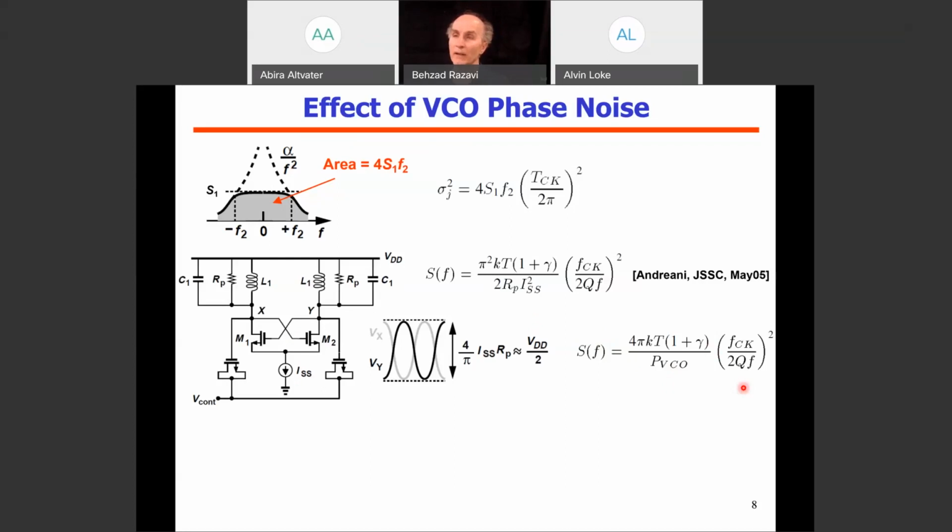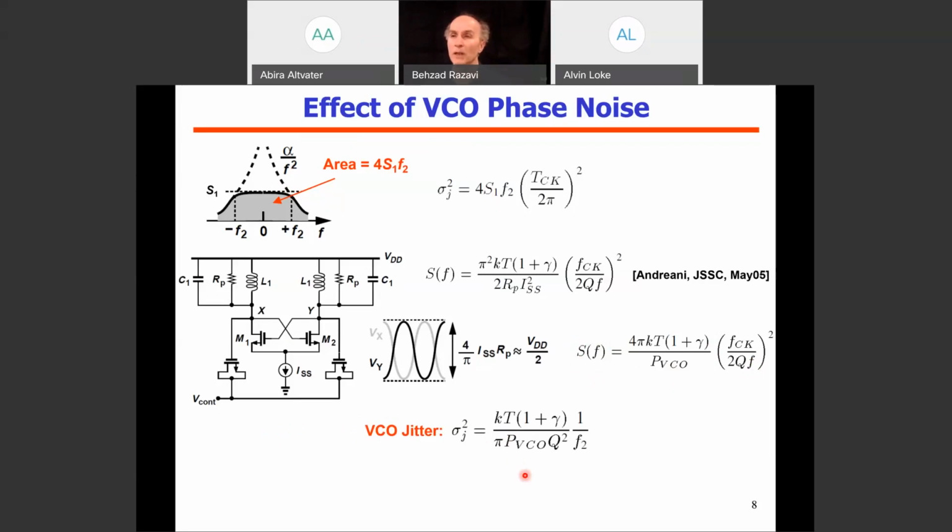Okay, now that I have the phase noise equation for this oscillator, I can compute it at an offset of F2. So I just replace this frequency offset F with F2, and that gives me S1, and then I take this S1 to here and replace it here. And from there, we can find a simple equation for the jitter of the VCO and how it trades with the power consumption of the VCO.